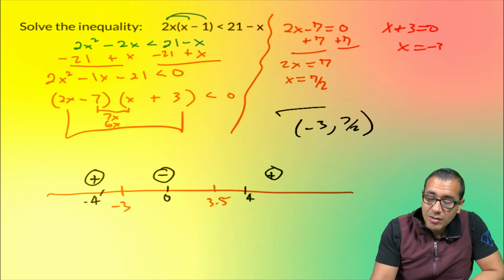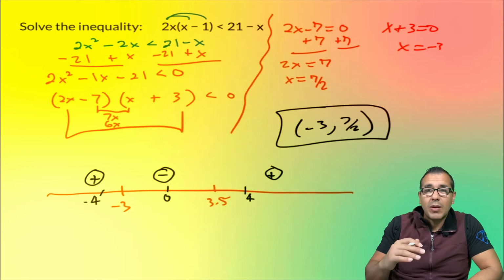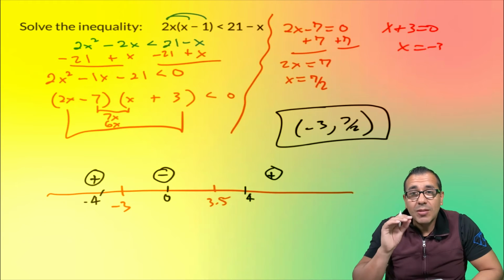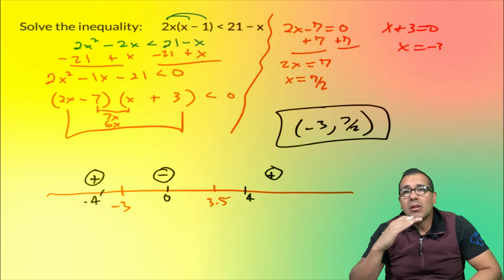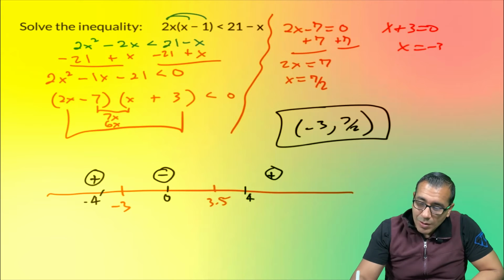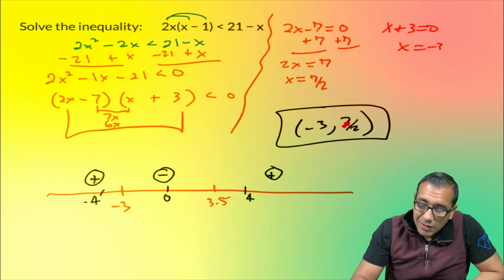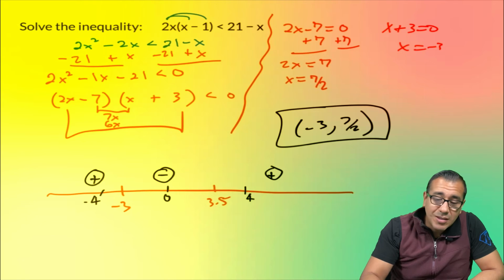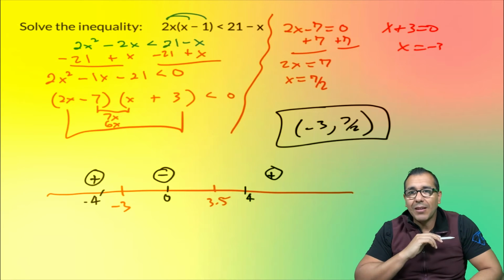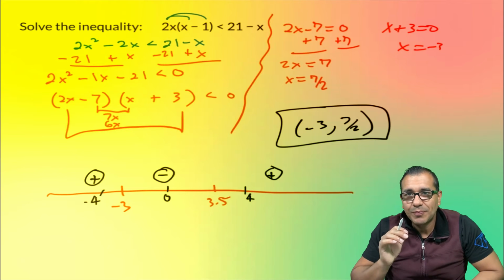So there is our solution, because that's the region where, if I were to graph this, I would see that the function lies below the x-axis. So any point between -3 and 7/2 that you plug back into this function is going to give you a negative, something less than 0, all right?